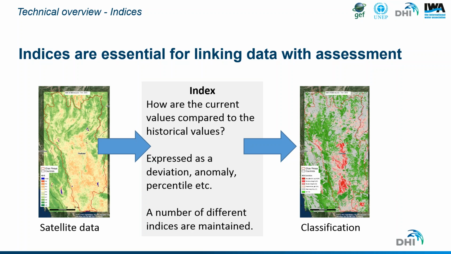As we are looking at floods and drought assessments, we need somehow to convert the data into a value where we can do assessments, and this is normally done through different types of indices, where an index is basically a way to evaluate how the current value of a data source compares to what you would expect or what the historical values express. And this is normally done by using different types of statistical measures such as deviation, anomaly, percentile, or other types.